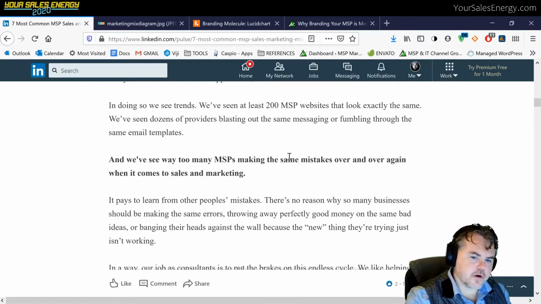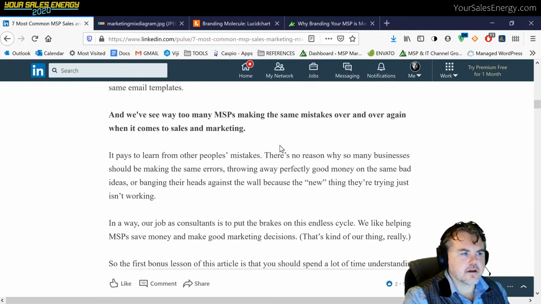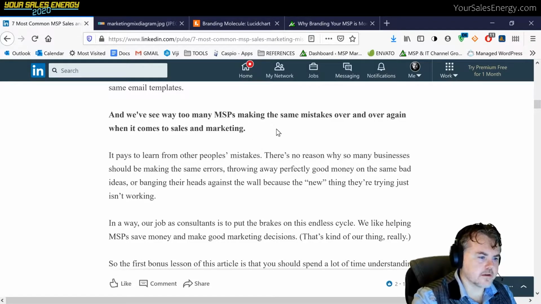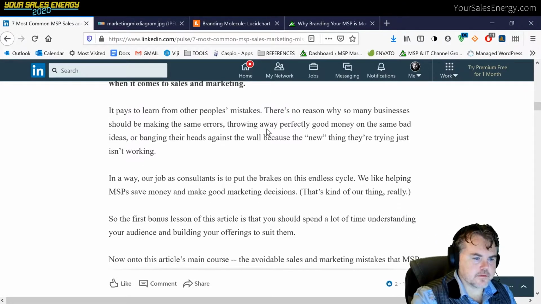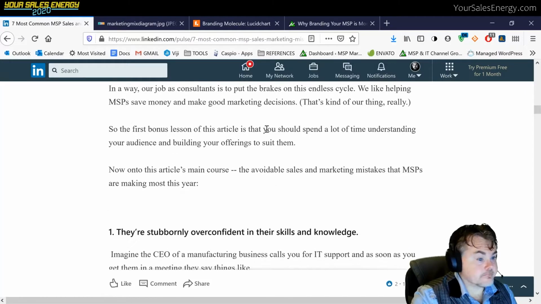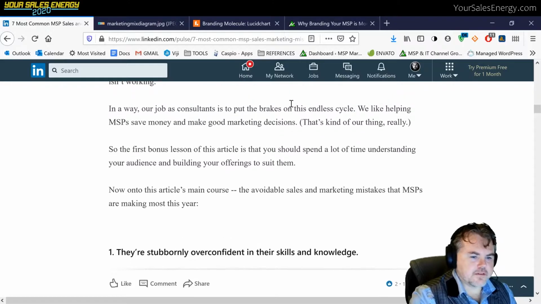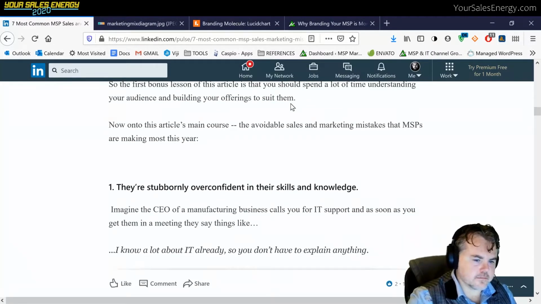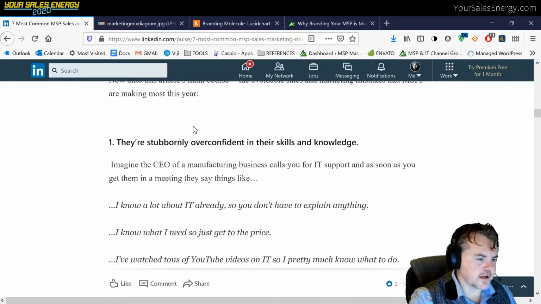It's a very different approach, but it is a very effective one, and in the type of climate that you're working in now, it's a very smart approach, and we'll talk about why it's so much better than the old way shortly. Yes, we've seen many MSPs making the same mistakes over and over again when it comes to sales and marketing, and for years. It's not just a 2020 thing. We say MSPs because that's who we work with, but these mistakes are everywhere. It's not just the channel.